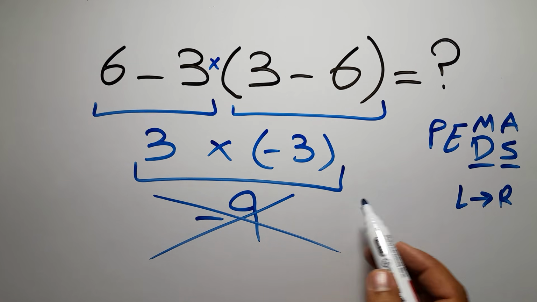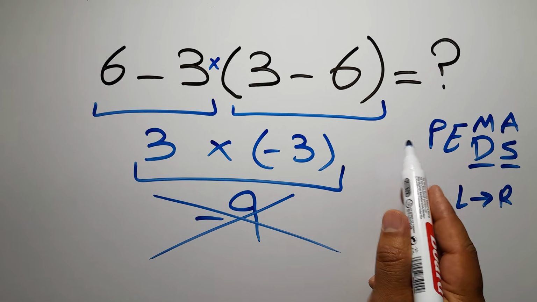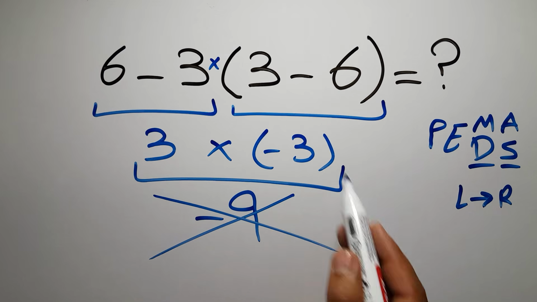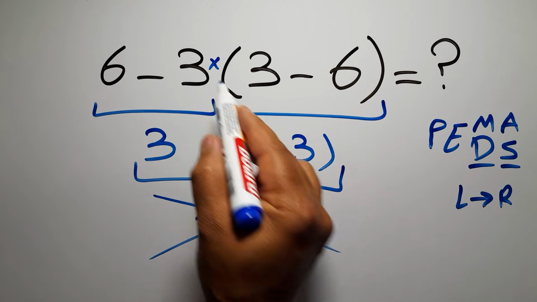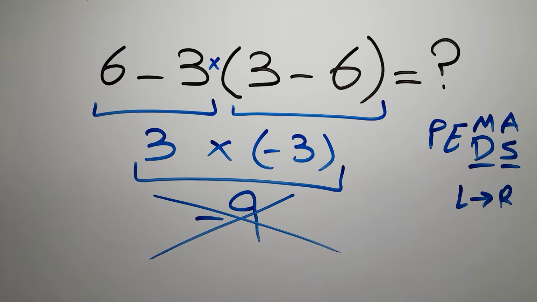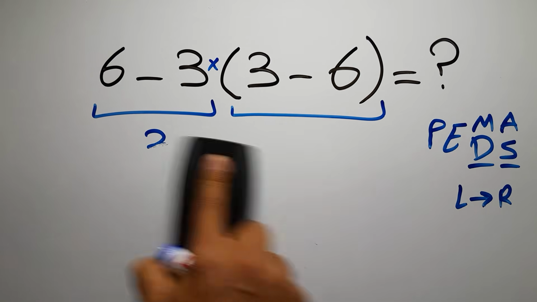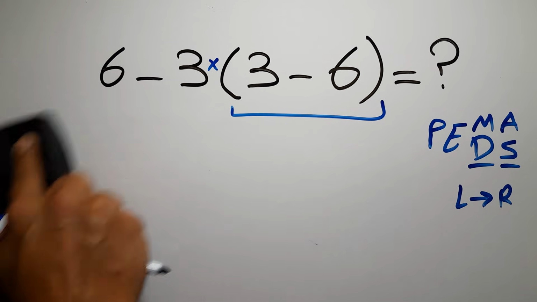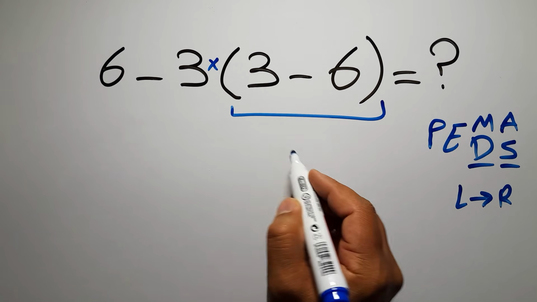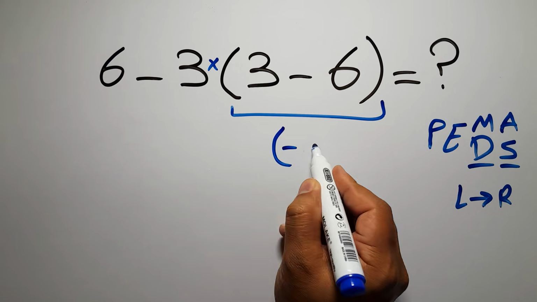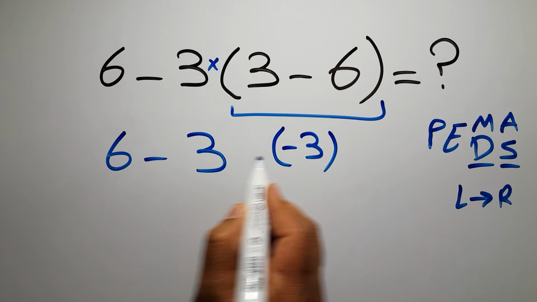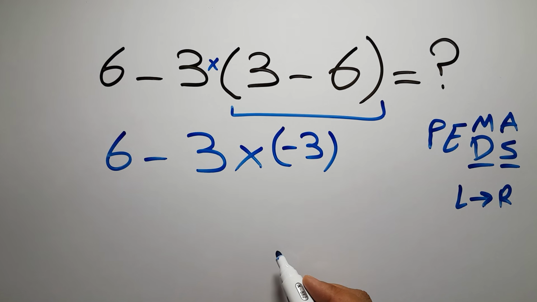Okay, according to the order of operations, first we have to do this parentheses, not this subtraction. Okay, so first this parentheses, then this multiplication, and finally this subtraction. Inside this parentheses we have 3 minus 6, which gives us negative 3. So we have 6 minus 3 times negative 3.